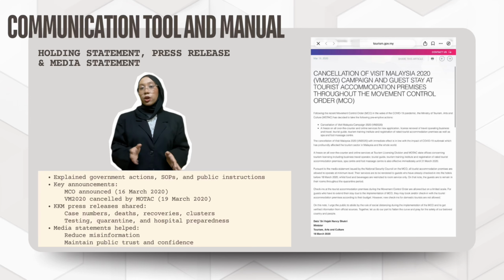The next day, the Ministry of Health issued a press release titled Situasi Semasa Jangkitan Penyakit COVID-19 di Malaysia, sharing updates on confirmed cases, recoveries, deaths, clusters, and also health measures like quarantine, testing, and contact tracing. These updates were delivered by the Director General of Health and shared widely through television, online news portals, and social media. Overall, press releases and media statements build trust, reduce misinformation, and ensure citizens had accurate information throughout the pandemic.